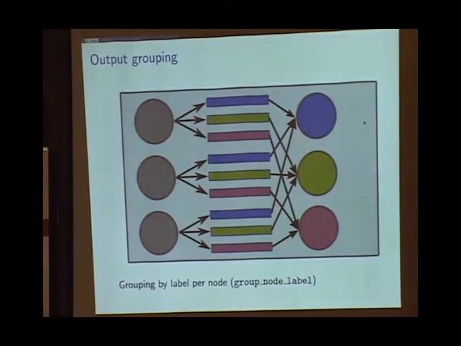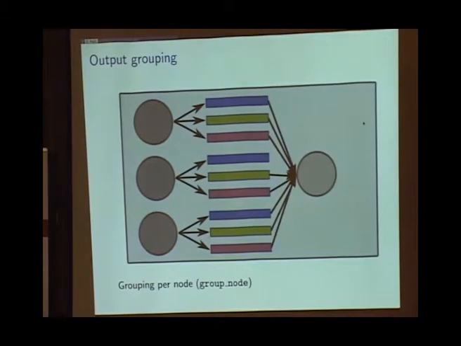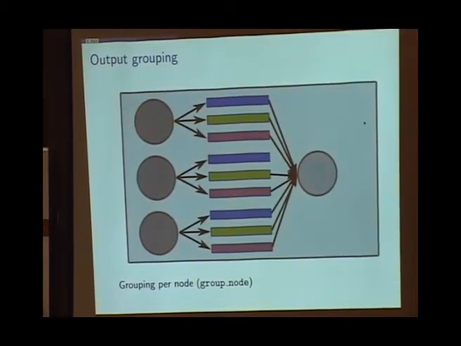Another very simple grouping you could do is just group all the outputs of the previous task that ran on a single node into one task, process all this intermediate data, then construct whatever output data you have, and send it out of the node. So this is another possible output grouping.